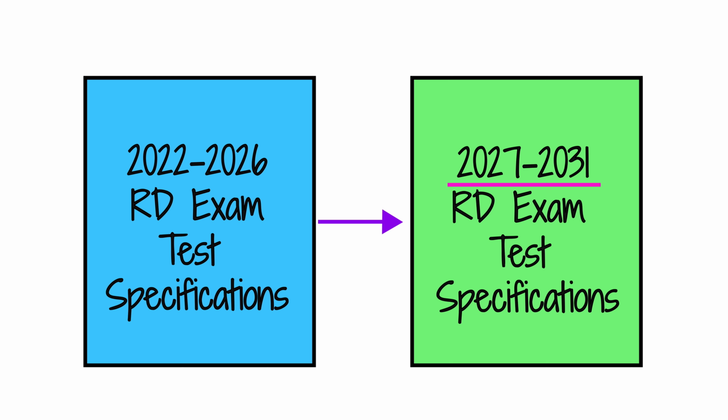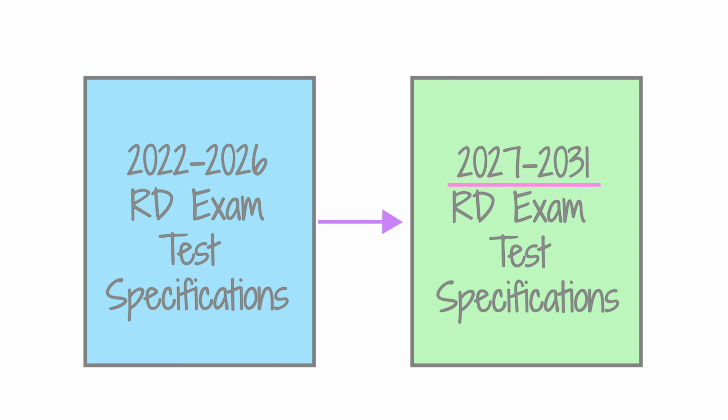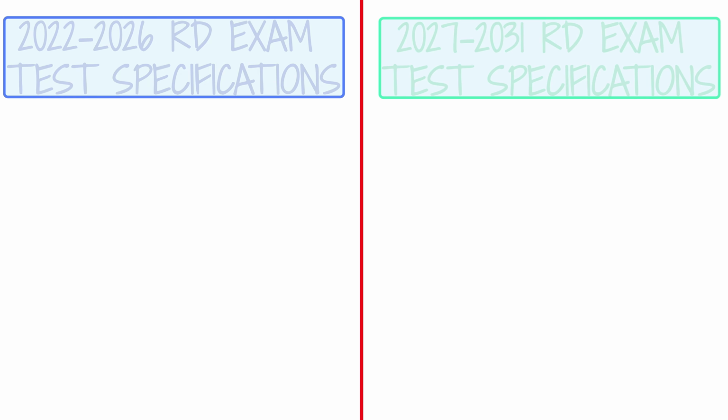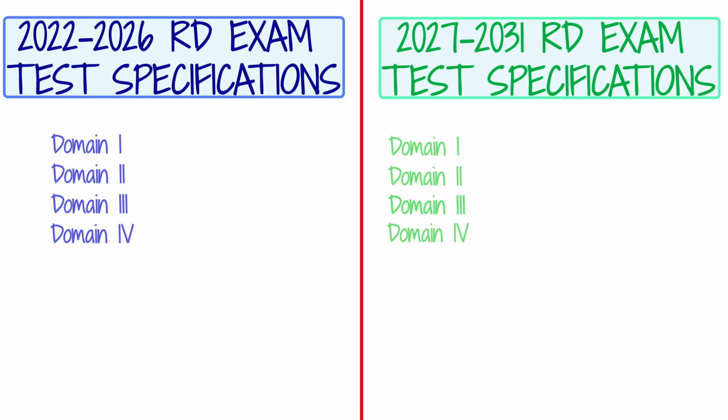prepare strategically. Now, one of the biggest changes to understand right away is the breakdown of domains. Both the current exam and the new exam still have 4 domains, but the domain titles, topic structure, and emphasis are really different. So let's walk through each domain and compare the current version to the new version. So let's start with domain 1.